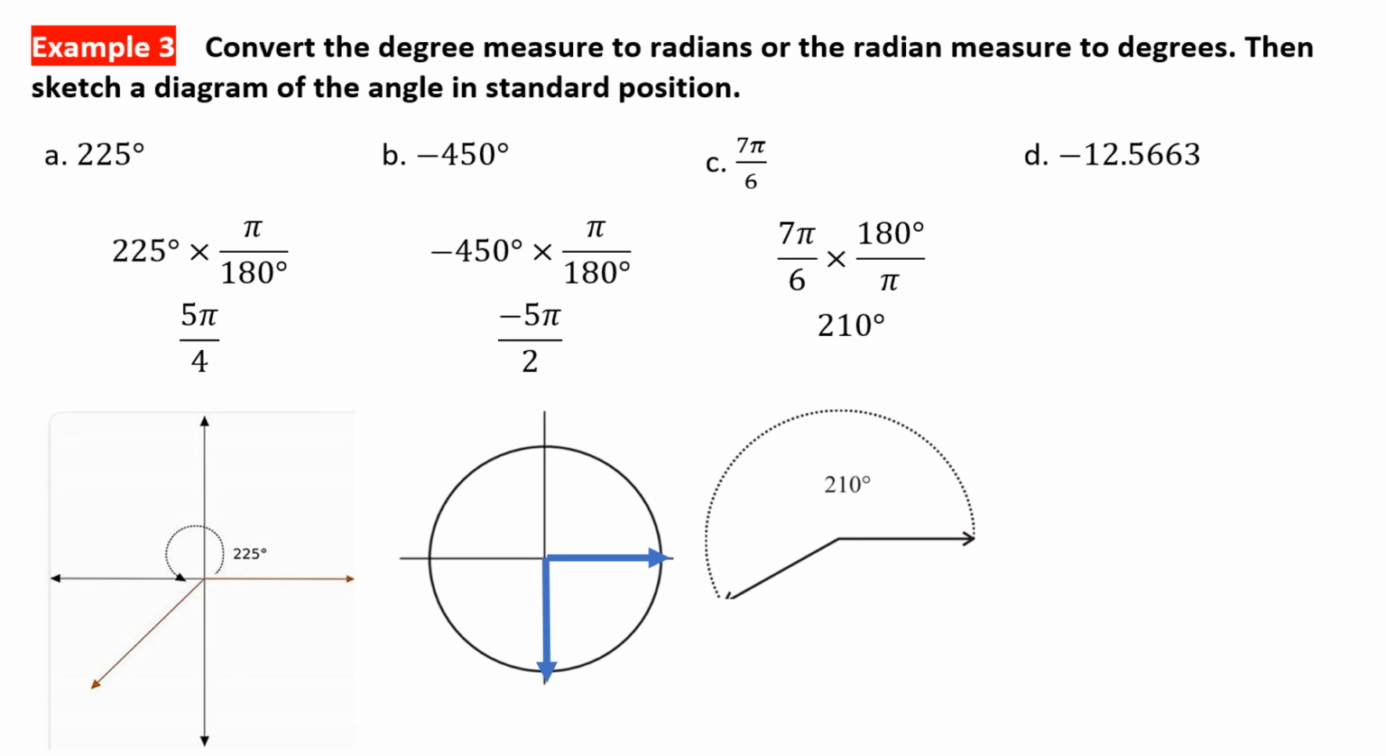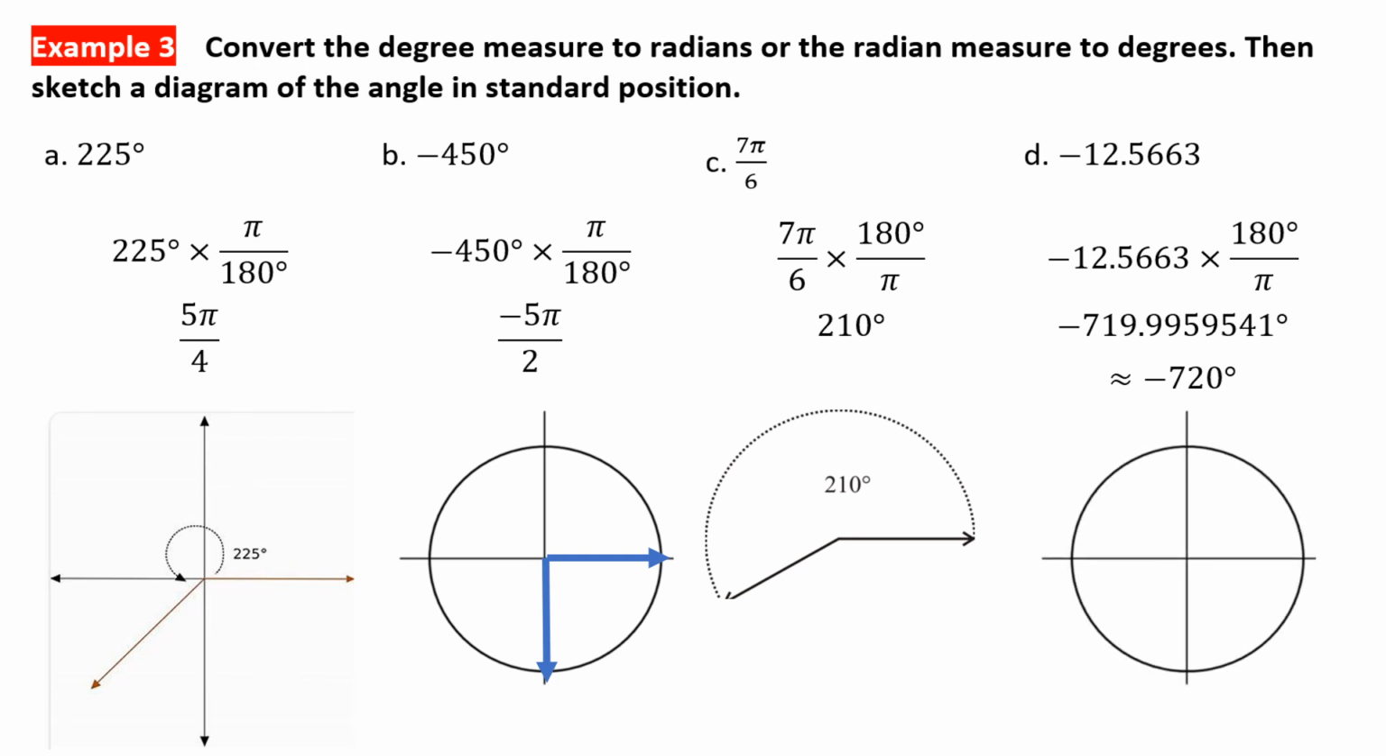Finally, negative 12.5663, that's a radian measure, and you can tell because in examples A and B we have degree symbols. Now we do not, so we just simply multiply by 180 over pi. And I know that it doesn't look like the pi's will cancel out. In this situation, we just go straight forward, multiply that negative 12 times 180 divided by pi, and we come out to negative 719.99. That's really close to negative 720. That is really close to having 2 full revolutions. Our initial side is along the x-axis, and our terminal side will also.